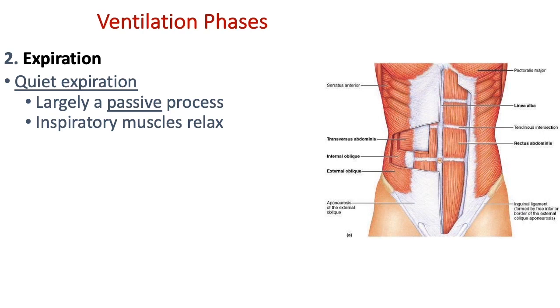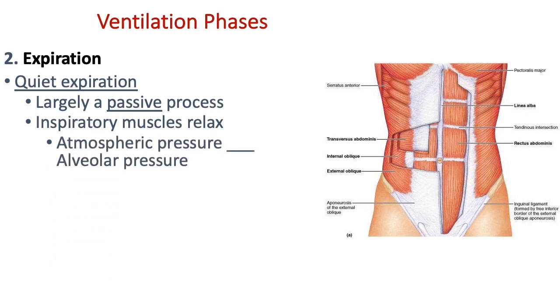Both of these actions are going to decrease the volume of the thoracic cavity, resulting in an increase in intrapulmonary pressure. As soon as the intrapulmonary pressure is greater than atmospheric pressure, air moves out until equilibrium is reached. Remember, the intrapulmonary pressure only has to be 1 to 2 millimeters of mercury higher than the atmospheric pressure in order for a pressure gradient to exist. Once both pressures are equal to one another, flow stops. So during this process of quiet expiration, atmospheric pressure will be less than intrapulmonary pressure.